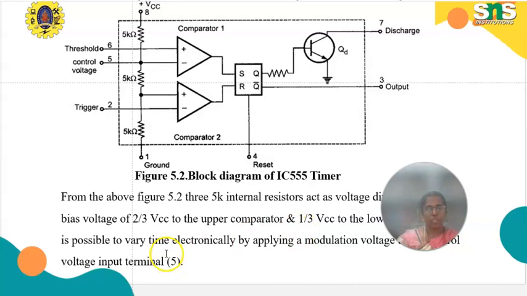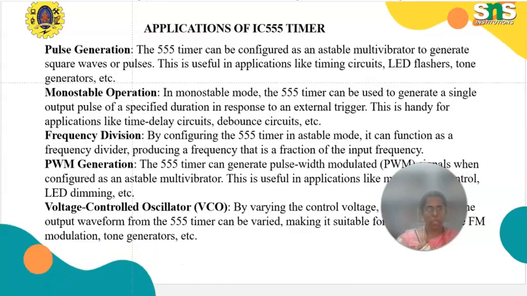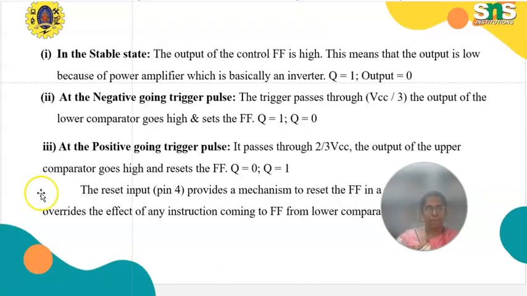It is possible to vary the time electronically by applying a modulation voltage to the control input terminal. Next one is the stable state. In the stable state, the output of the flip-flop is high. This means the output is low because of the power amplifier, which is basically an inverter, and Q1 is equal to 1. Next is the negative going trigger pulse. The trigger pulse passes through VCC and the output of the comparator goes high and sets the pin to 0.